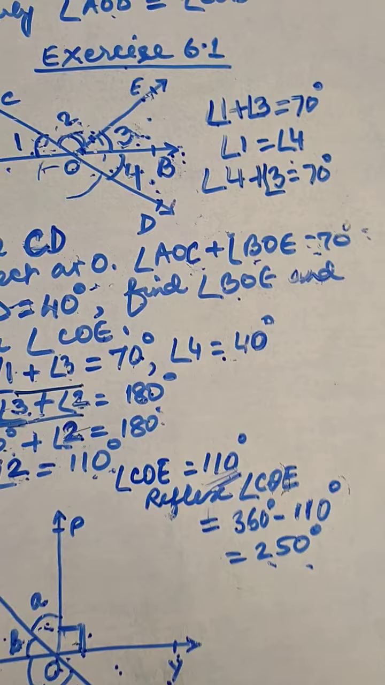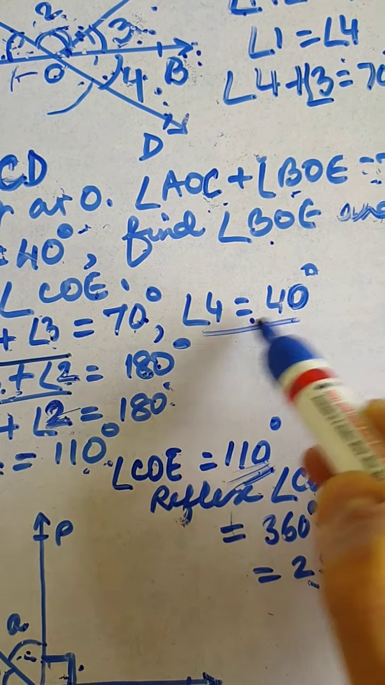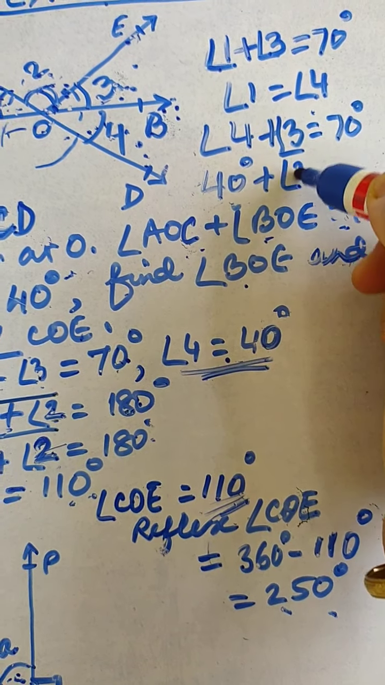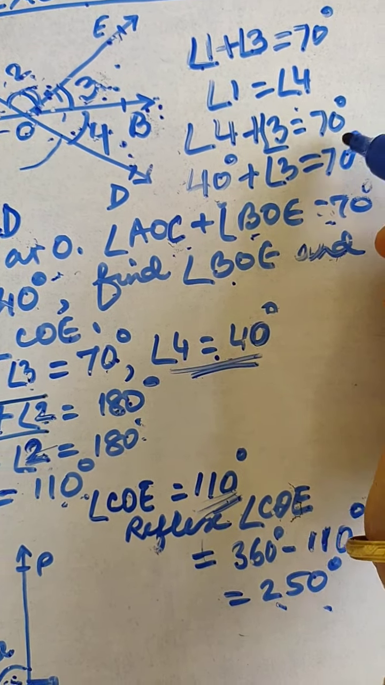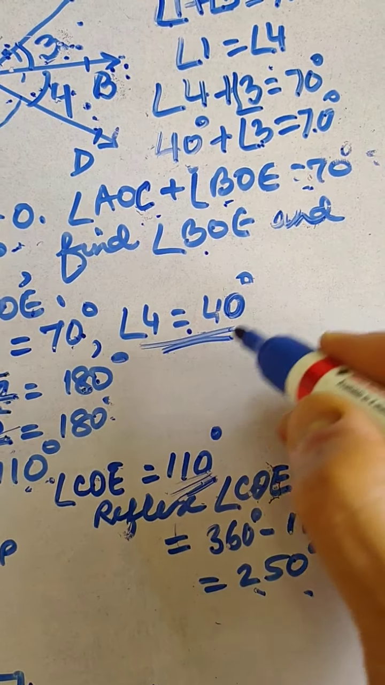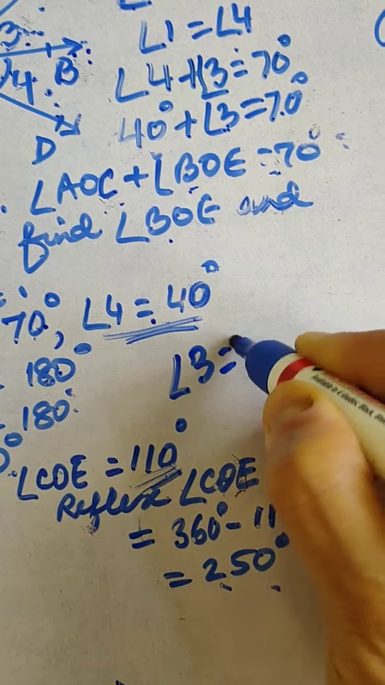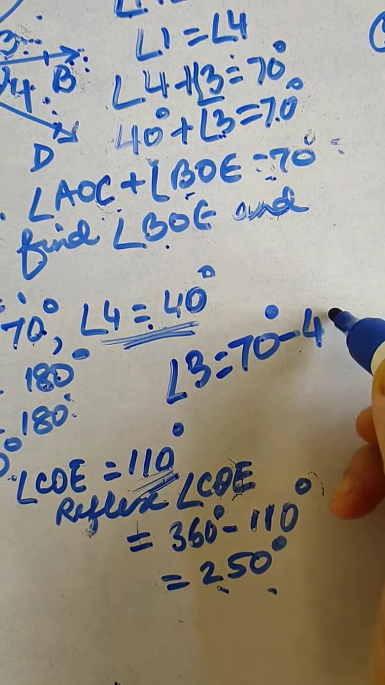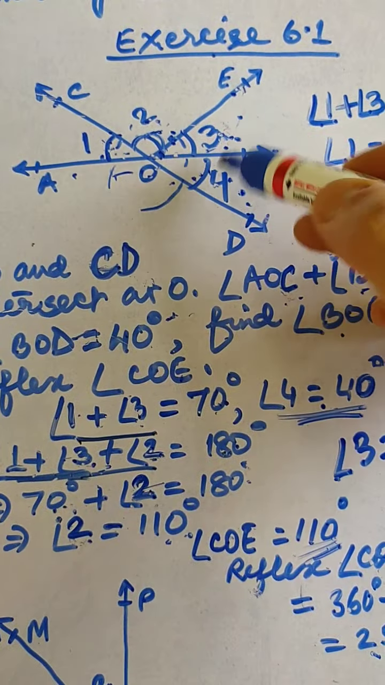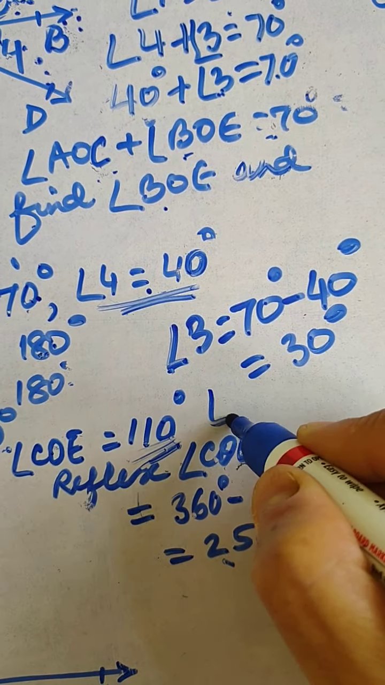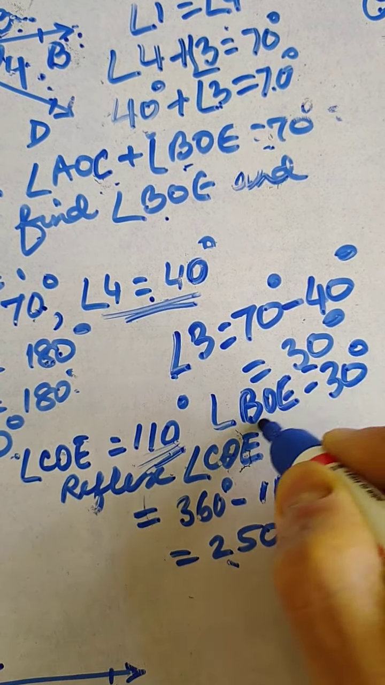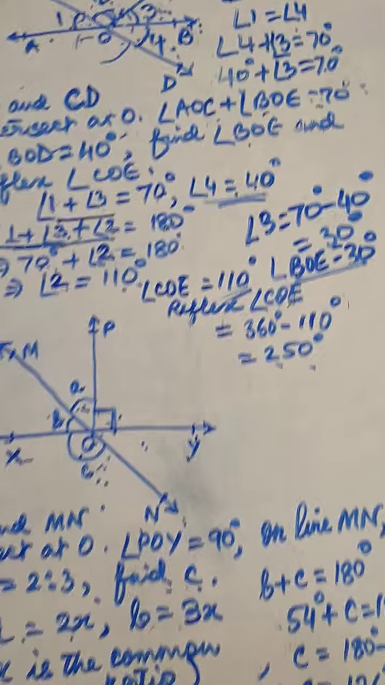Got it? Now angle 4 we have been given 40 degree. So we can write here 40 degree plus angle 3 equal to 70 degree. Thus angle 3 comes 70 degree minus 40 degree equal to 30 degree. Then angle 3 is nothing but angle BOE. So last line you can write here angle BOE equal to 30 degree. Then you can underline.